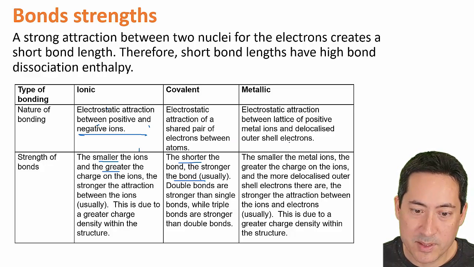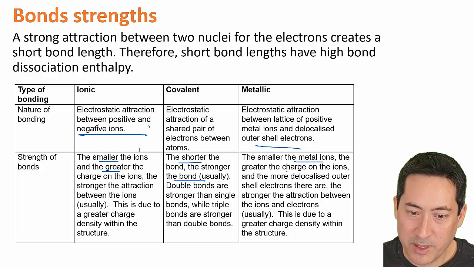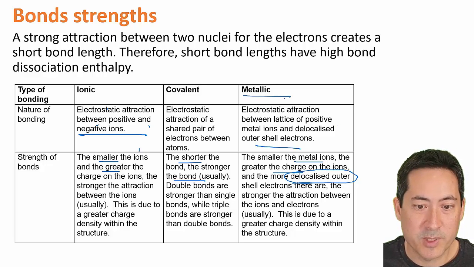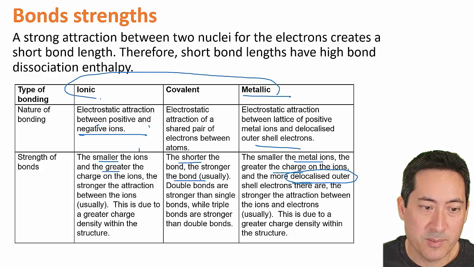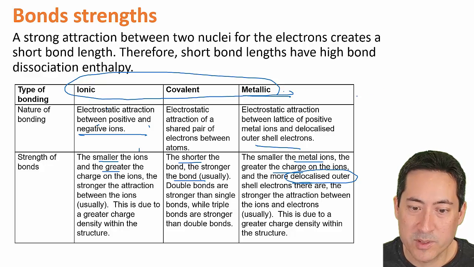With metallic substances that are just cations in a sea of electrons, the smaller the metal ion, the larger the charge, and the more free electrons floating around also increase the strength of the metallic bond. Okay, so these are the three main types of bonds, and they are very strong bonds. Intermolecular forces will come in another video, which I might remember to put up in the corner.